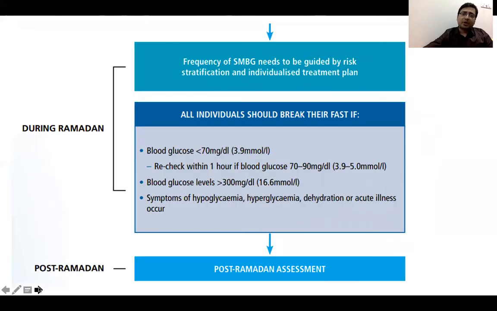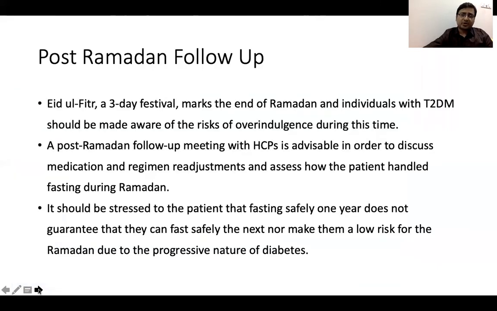Frequency of self-monitoring of blood glucose needs to be guided by risk stratification and individualized treatment plan. All individuals should break their fast if blood glucose is less than 70 mg per dL. Recheck within 1 hour if blood glucose is 70 to 90, then you have to take more. Blood glucose level more than 300, that is, patients need to be on medications. Symptoms of hypoglycemia, hyperglycemia, dehydration or acute illness may occur. You have to be concerned about this fact. And post-Ramadan assessment is also necessary.